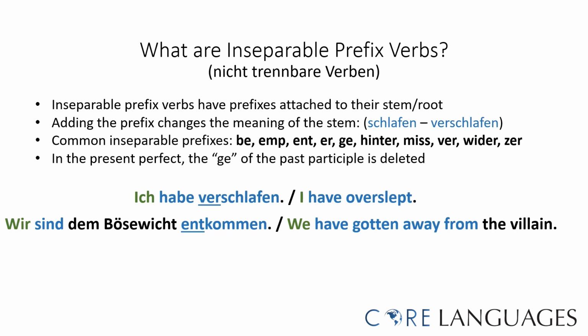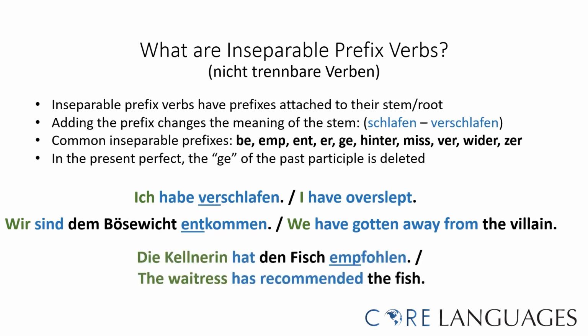Wir sind dem Bösewicht entkommen. We have gotten away from the villain. Die Kellnerin hat den Fisch empfohlen. The waitress has recommended the fish. None of the past participles here, verschlafen, entkommen, empfohlen, use ge.